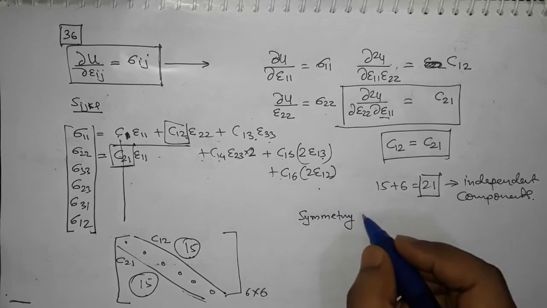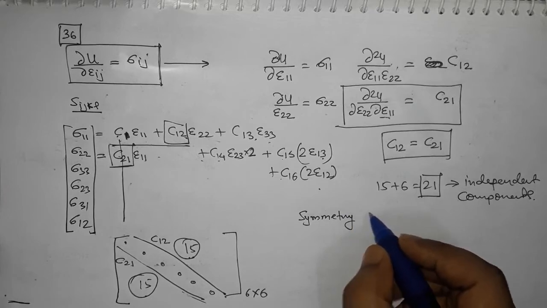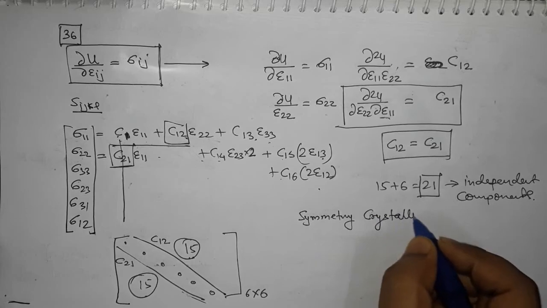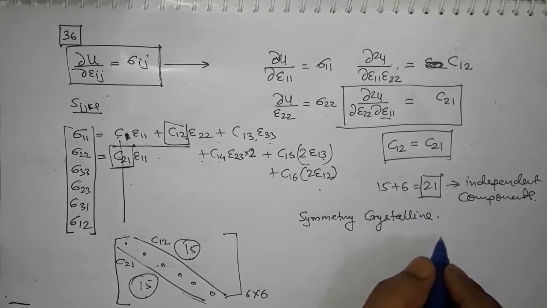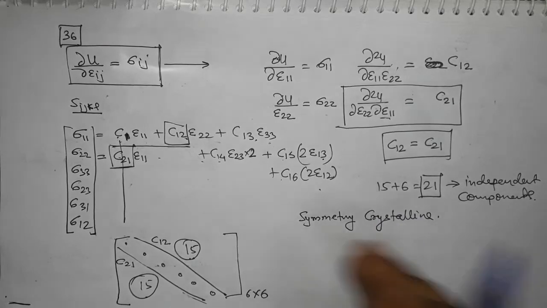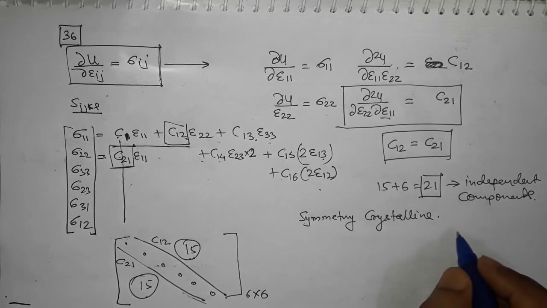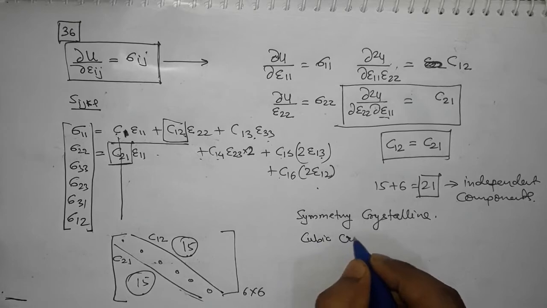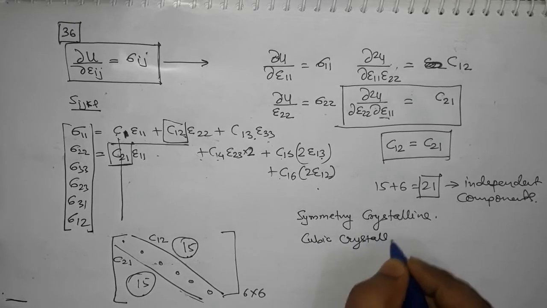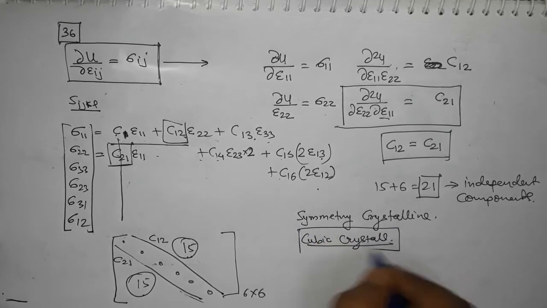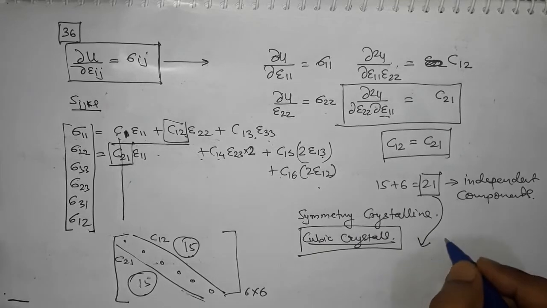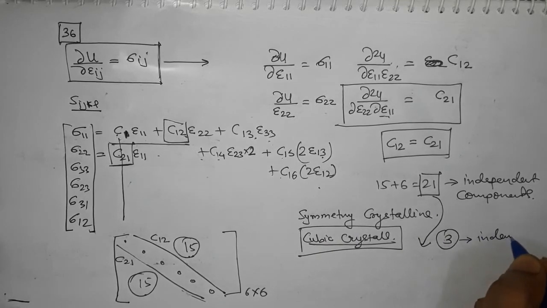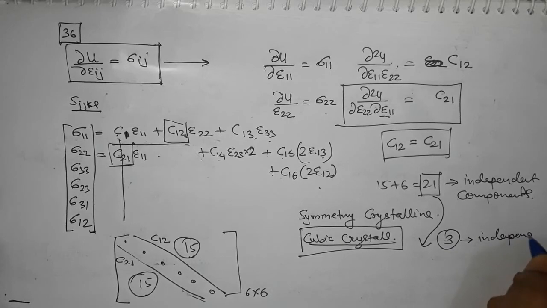So we now really apply the symmetry of the crystalline structure, and different crystal structures have different levels of symmetry. So when we talk about cubic crystals, we can actually reduce this 21 to 3, only 3 independent components.